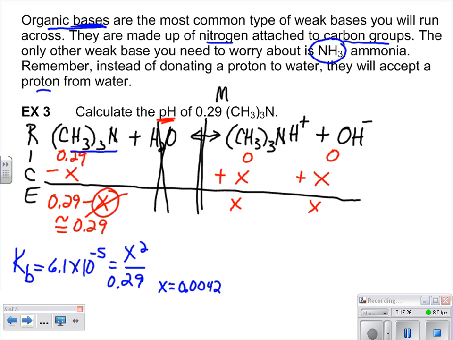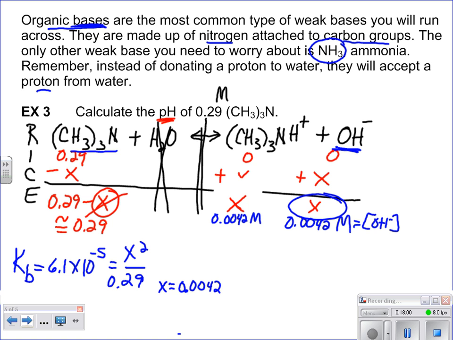What that tells me is this. I'm sorry, I circled the wrong one. I was in the wrong place. So we've got an x there. What that ends up telling me is my hydroxide ion concentration. So if my hydroxide ion concentration equals 0.0042 molar, yeah, that happens to be this one also. But if that's my hydroxide ion concentration, then I can use that information to solve for pH.